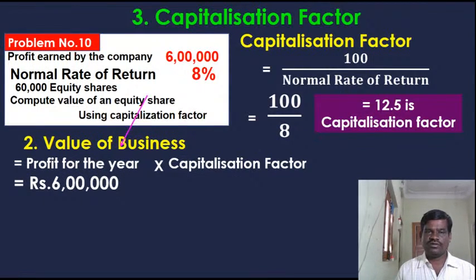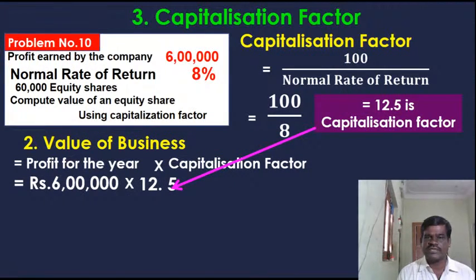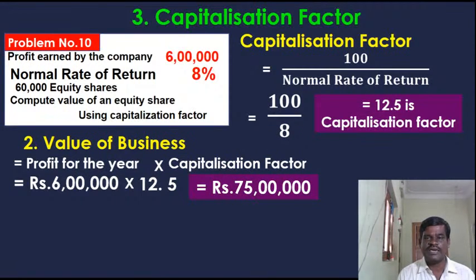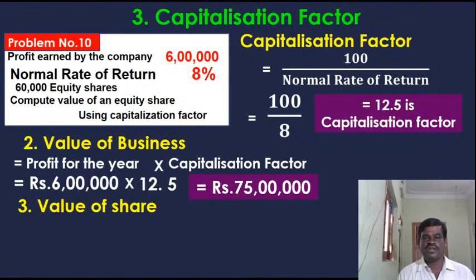Rupees 6 lakh is the profit earned by the company, or the annual profit or average profit given in the problem. You have to take care. The profit earned by the company, rupees 6 lakh, into the capitalization factor we just calculated, 12.5. What is the value of business? Rupees 75 lakh.